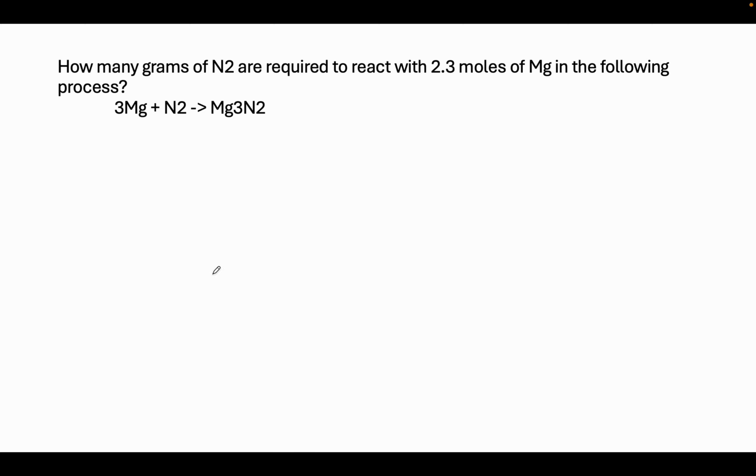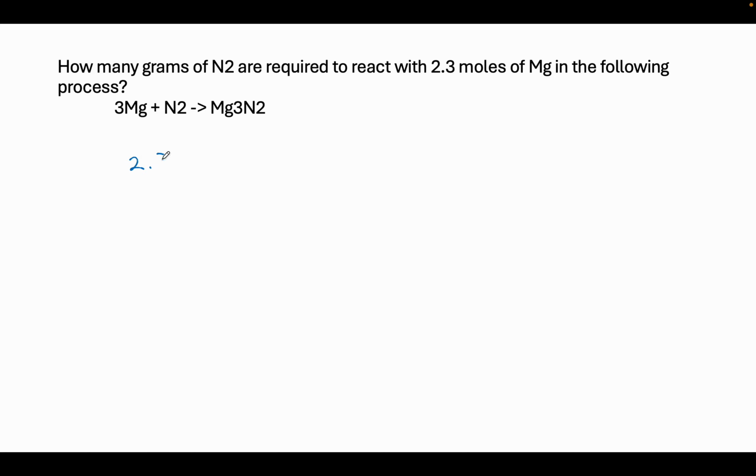These are questions 12, 13, 14 on chapter 3. First off, how many grams of nitrogen are required to react with 2.3 moles of magnesium in the following process? 3 Mg plus N2 produces Mg3N2.